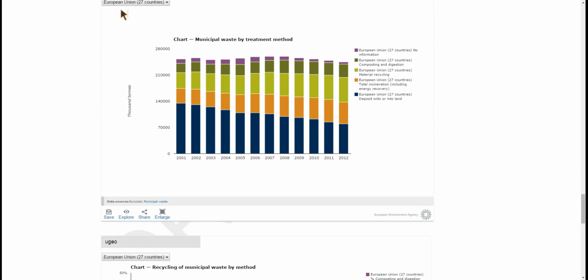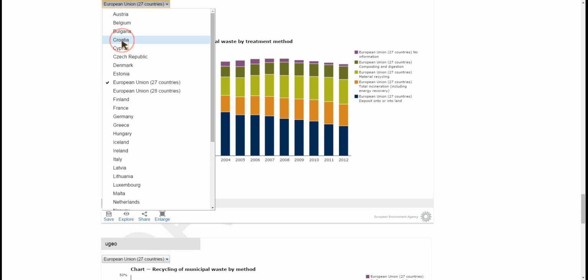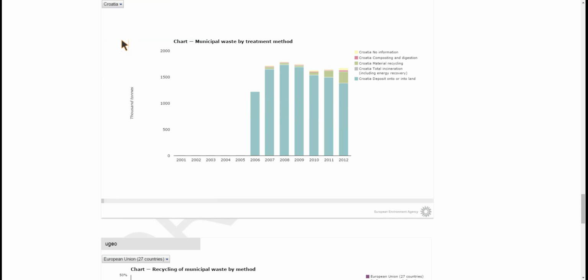These are graphs where you can only have one country at a time. On the other hand, it gives you a nice time series in those cases where the time series is available. This is a good example here, that for Croatia, the time series only begins in 2006. So these graphs will only be available for those countries where underlying data is available from Eurostat.